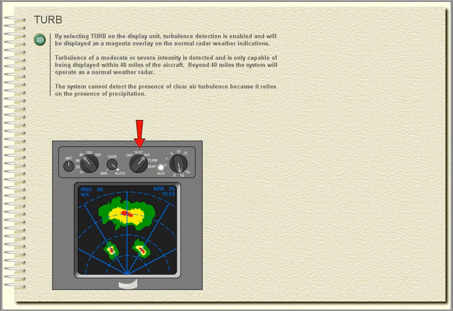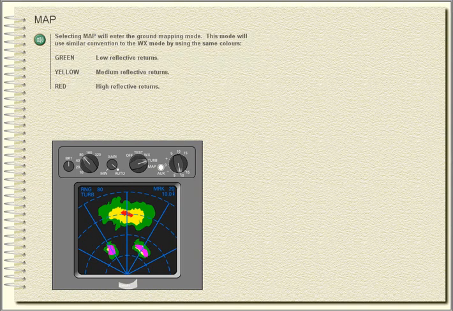Turbulence. By selecting Turb on the display unit, turbulence detection is enabled and will be displayed as a magenta overlay on the normal radar weather indications. Turbulence of a moderate or severe intensity is detected and is only capable of being displayed within 40 miles of the aircraft. Beyond 40 miles, the system will operate as a normal weather radar. The system cannot detect the presence of clear air turbulence because it relies on the presence of precipitation.